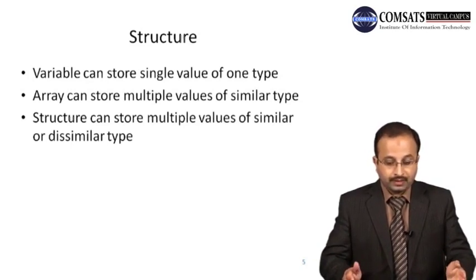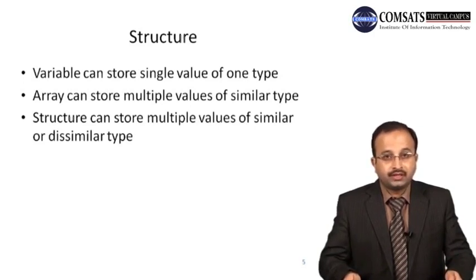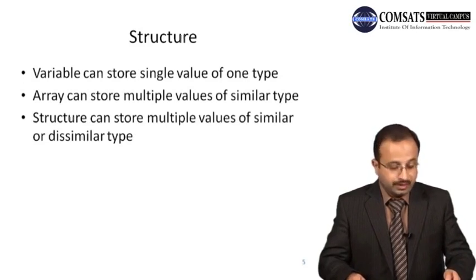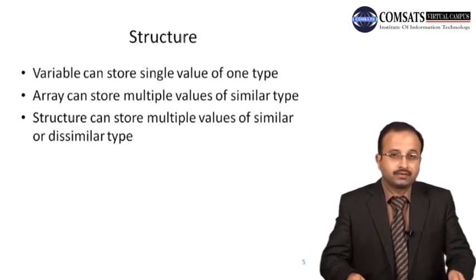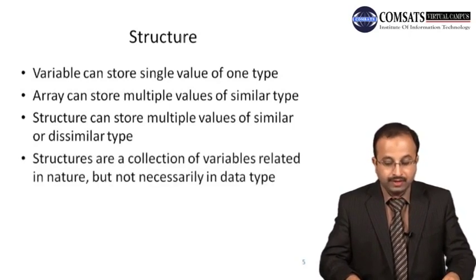So structure के पास you can store multiple values that may be of dissimilar type. One value is integer, one value is character, and one value is float, let's say. So structures are a collection of variables related in nature but not necessarily in data type. So जरूरी नहीं कि data type same हो.